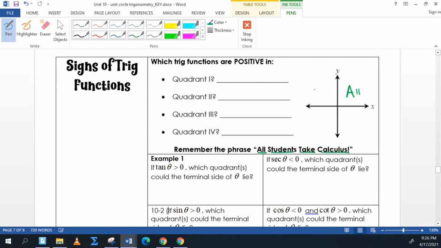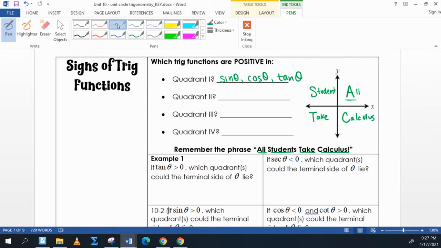So all students in quadrant 2 take quadrant 3, and then calculus in quadrant 4. So this is just going to tell you which trig functions are positive in these quadrants. So quadrant 1, they're all positive. So we're going to say that the sine is positive, the cosine is positive, and the tangent. All three of those are positive, and the reciprocals are positive in quadrant 1.